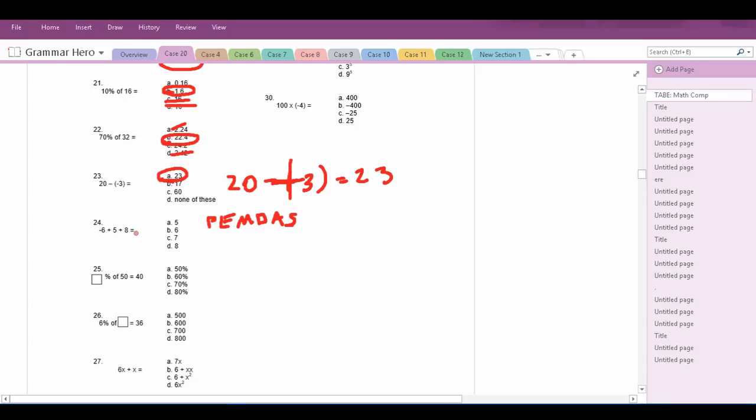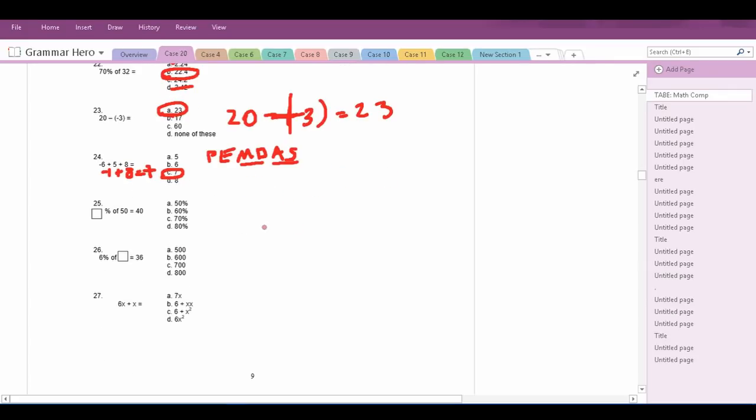If it's not readily apparent, you start with what's in parentheses, then you work on exponents, then you work on multiplication and division, and then addition and subtraction, and these are actually considered equal. If you just have addition and subtraction, in other words, you work from left to right. So in this case, we just have negatives and positive, so we're just going to work from left to right. Negative 6 plus 5 is negative 1, plus 8 gives us 7.